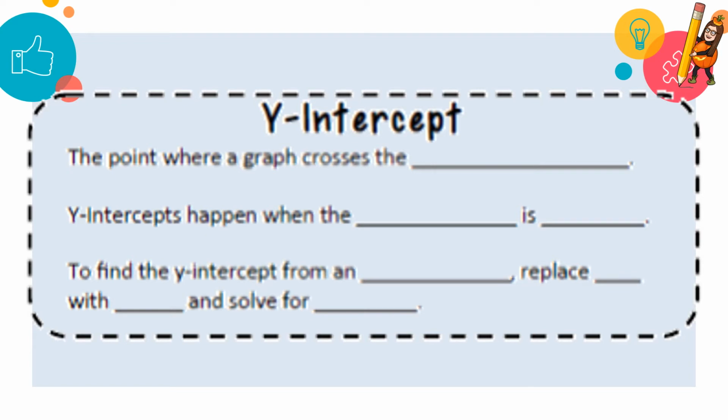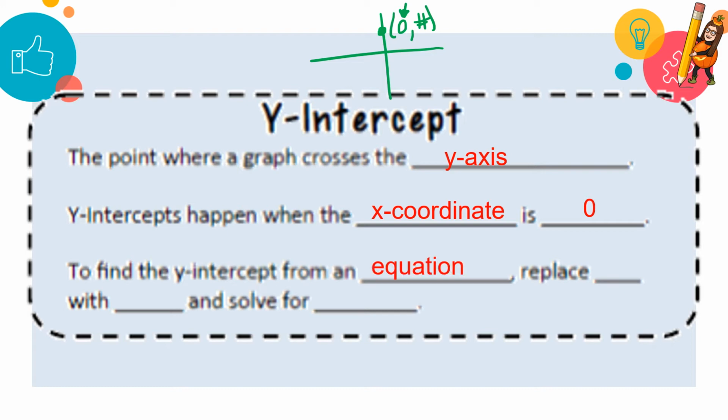Let's jump over to y-intercept, which is the exact flip. A y-intercept, it's in the name, is the point where the graph crosses the y-axis. So y-intercepts happen when the x-coordinate is 0. Think about it. If I have a dot on the y-axis, I would have 0, comma, some number, whatever it may be. If it's on the y-axis, you'll always have a 0 here. So to find that y-intercept from an equation, that means I'm going to replace the x value with the 0, and we're going to solve for y.